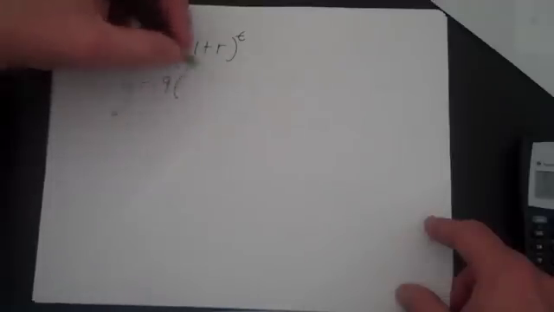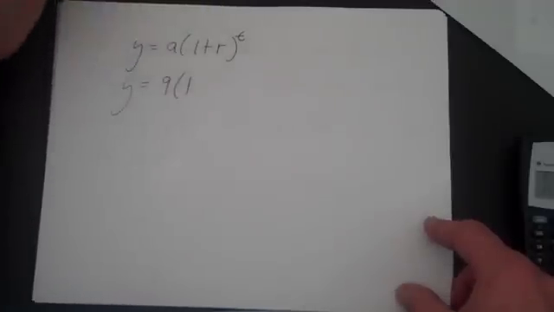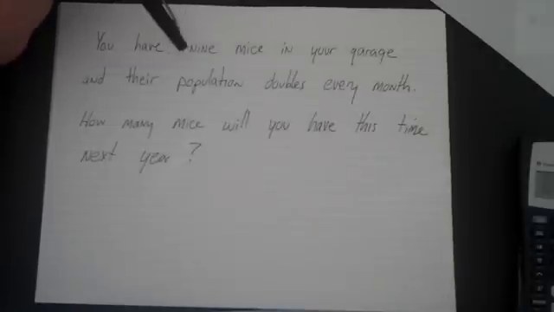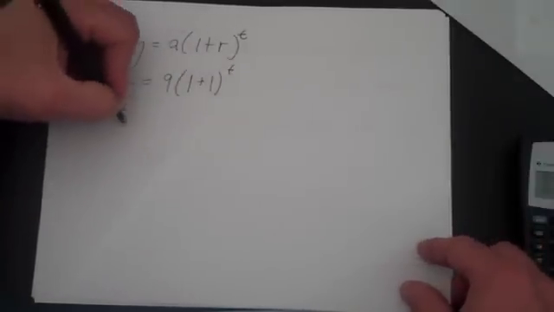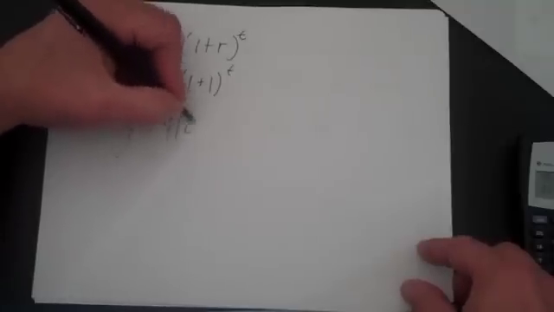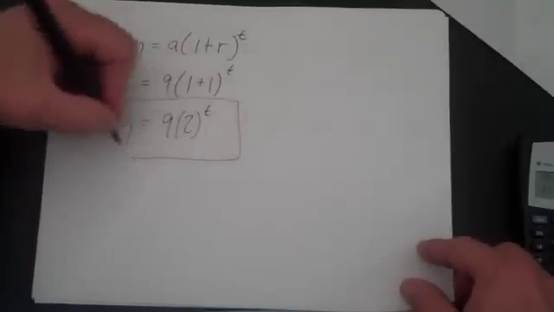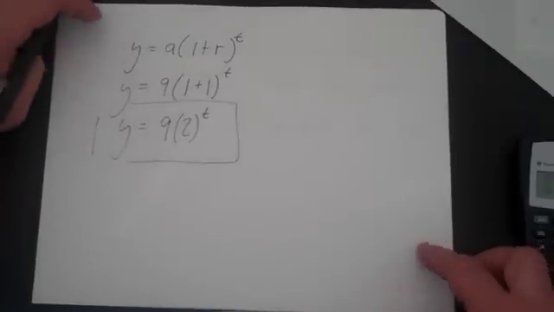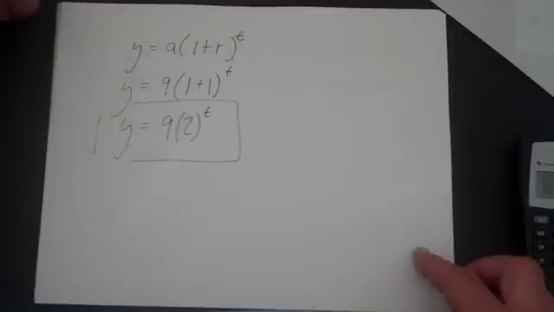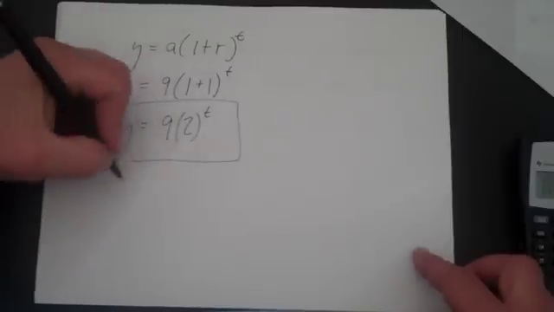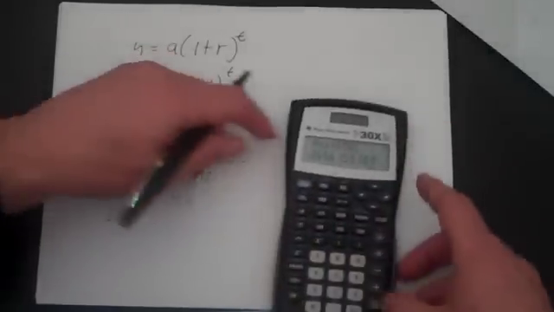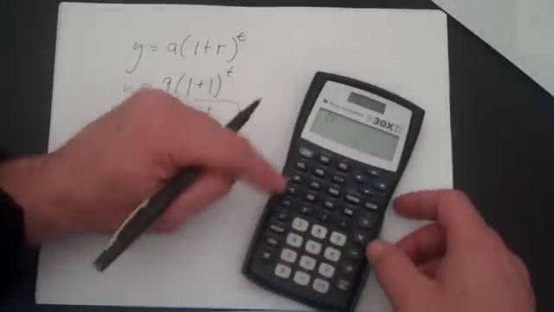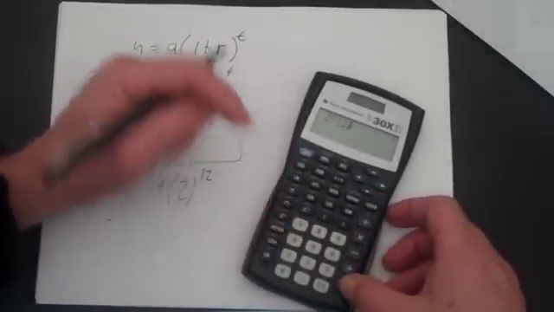You start off with just 9. You have 1 plus, what's the growth rate? The growth rate here is that it doubles every month, so that's 1 plus 1, raised to the t. So that's y is equal to 9 times 2 to the t. There's your basic function. t is in months, it doubles every month. This time next year, between now and next year, that's 12 months, so that's y is equal to 9 times 2 to the 12th. Let's see, 2 to the 12th might be a large number.